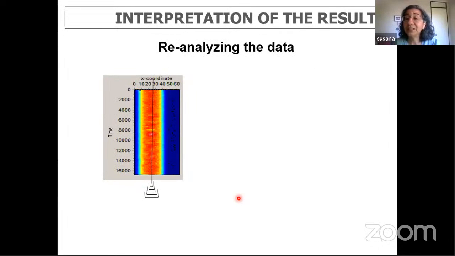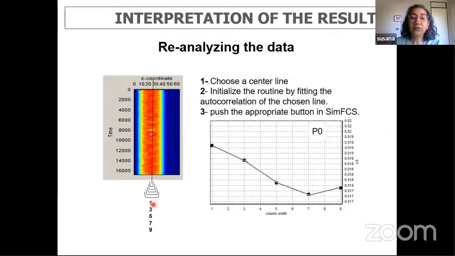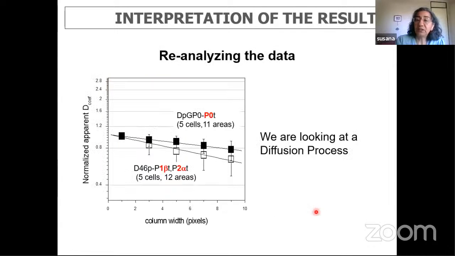But it was easy. We didn't have to change the PSF because we do have the carpet. And in the carpet, we just take one row and then we add one to each side. So we took 1 row, 3 rows, 5 rows, 7 rows, 9 rows. So we start increasing the size of the analysis. And then what we see with the P0 is that it nicely decreases. So it is a diffusion process for P0. And then we did it with all the other ones, but this is 2 of them.